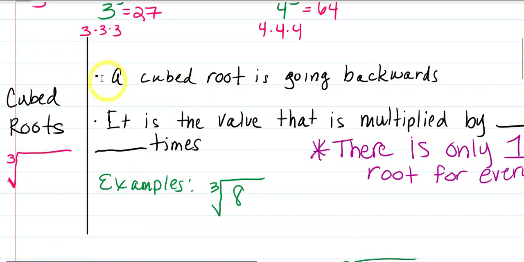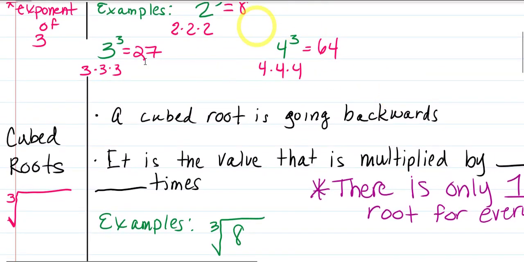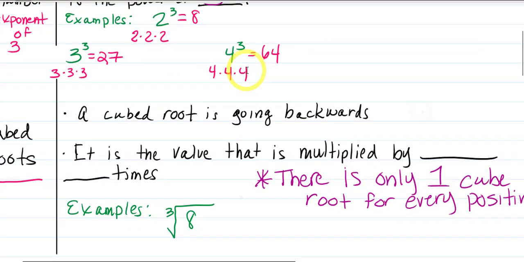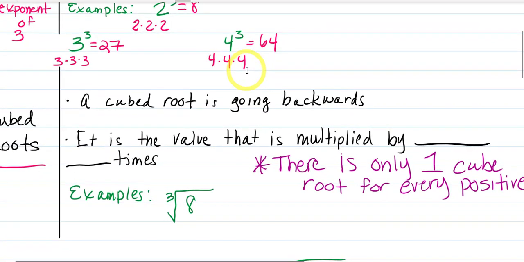So a cube root, we're just going backwards from what we did up here. We're taking our answer and we're finding the cube root of that number, which will give us the actual number that we multiplied times itself 3 times. So it's the value that is multiplied by itself 3 times.